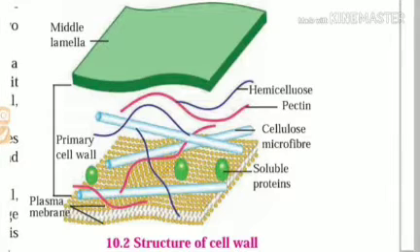Very interesting, the structure of the cell wall. You can see here the middle lamella on top. The primary cell wall contains hemicellulose, pectin, cellulose, microfibrils and soluble proteins, and the plasma membrane, which is permeable.